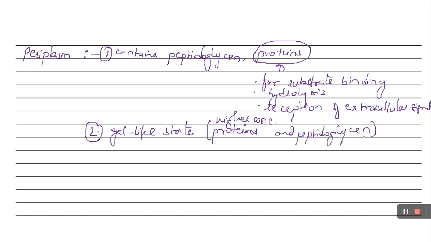Since they are located between the cytoplasmic and outer membrane, the signals which are received and the substrates which are bound are available. They can be transported across the cytoplasmic membrane using some transporting signals embedded there. So this is about the periplasmic space.